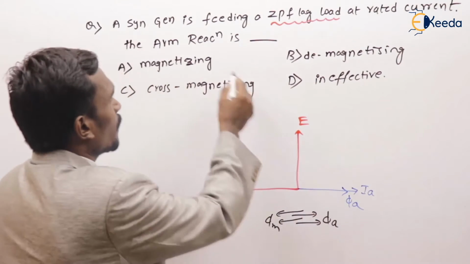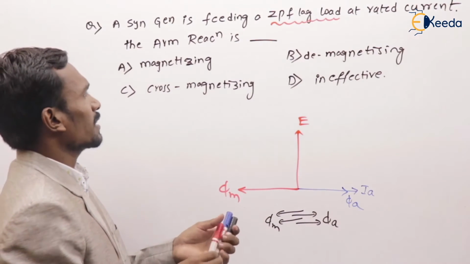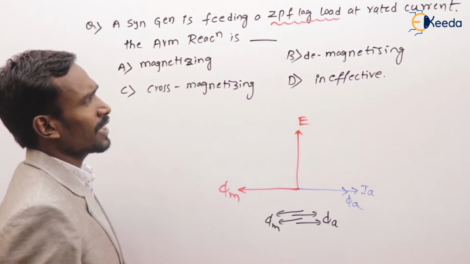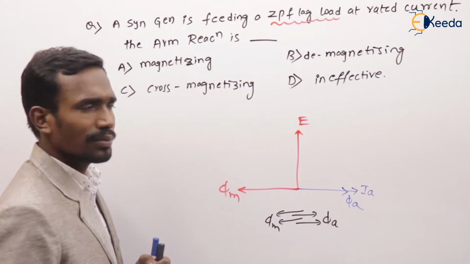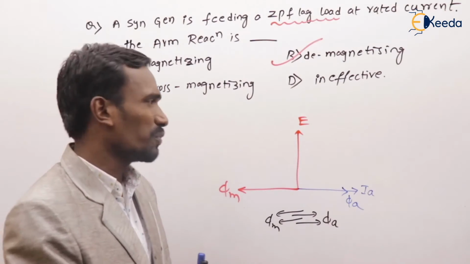So tell me, which of the following is the correct answer? Magnetization, demagnetization, cross magnetization, ineffective. Exactly opposite direction. That's why demagnetization. Very simple question.